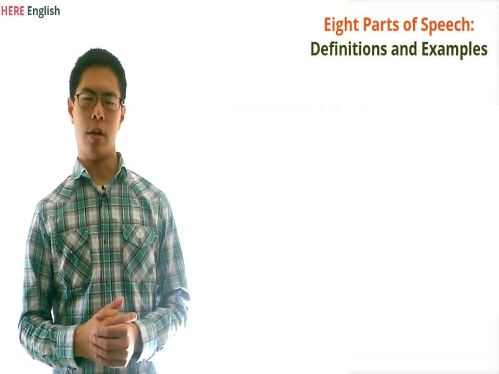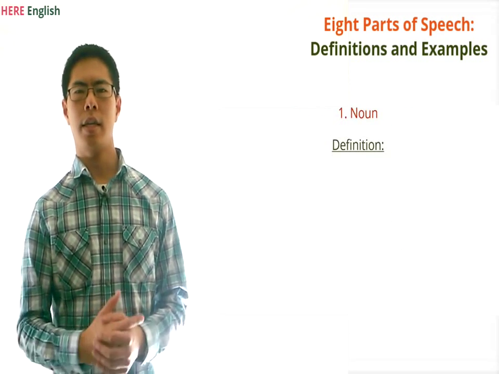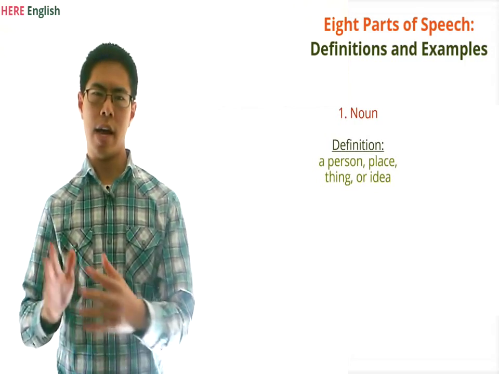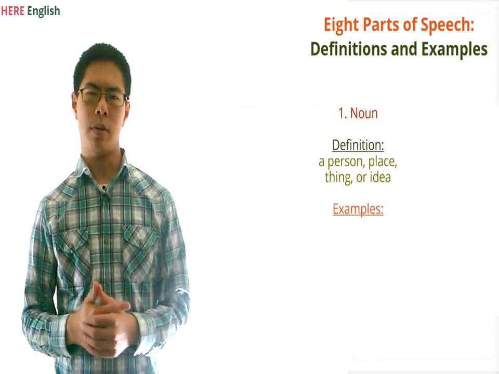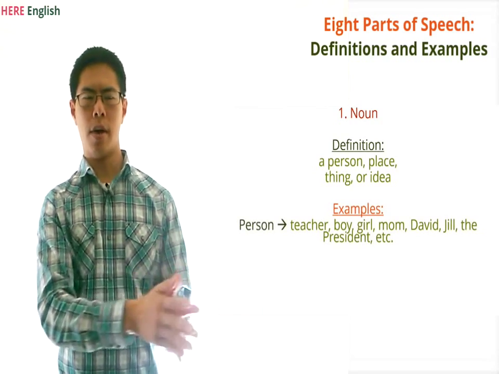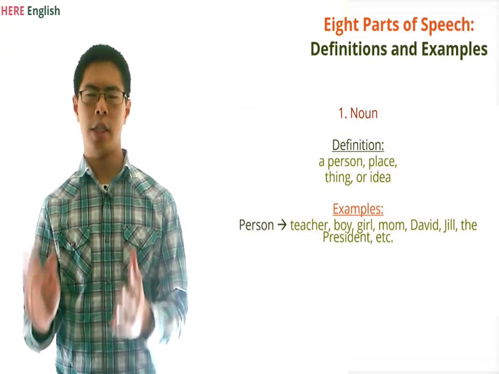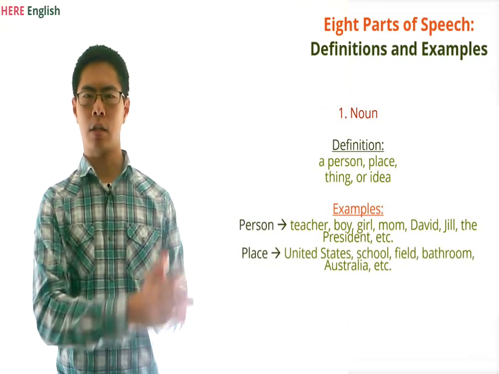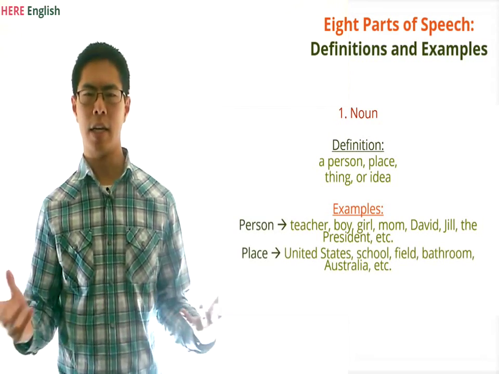Now, let's start with noun. What is a noun? A noun is basically a person, place, thing, or idea. Here are some examples. A person might be a teacher, a boy, a girl, a mom, David, Jill, the president, etc. A place might be the United States, a school, a field, a bathroom, Australia, etc.